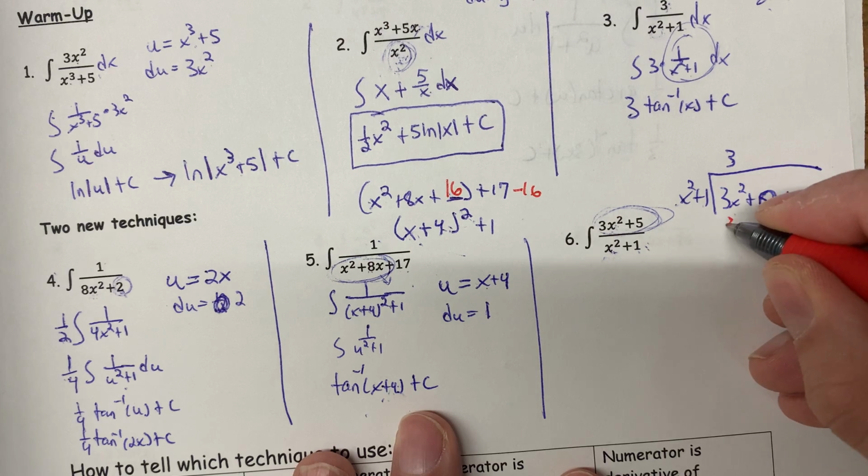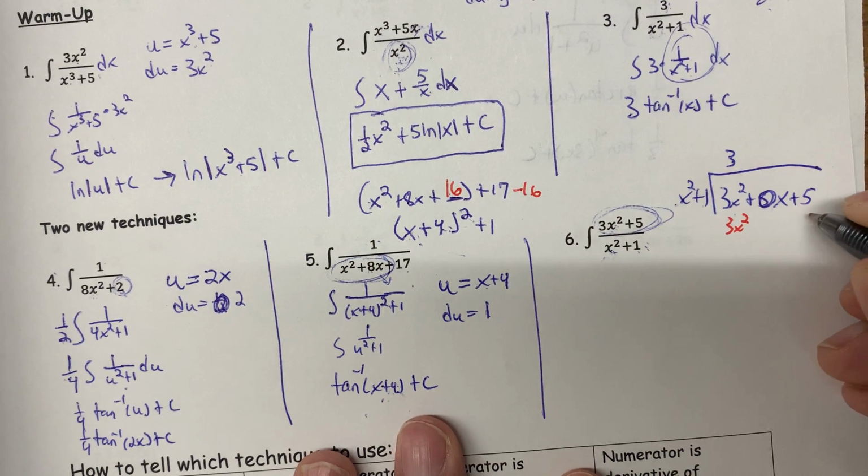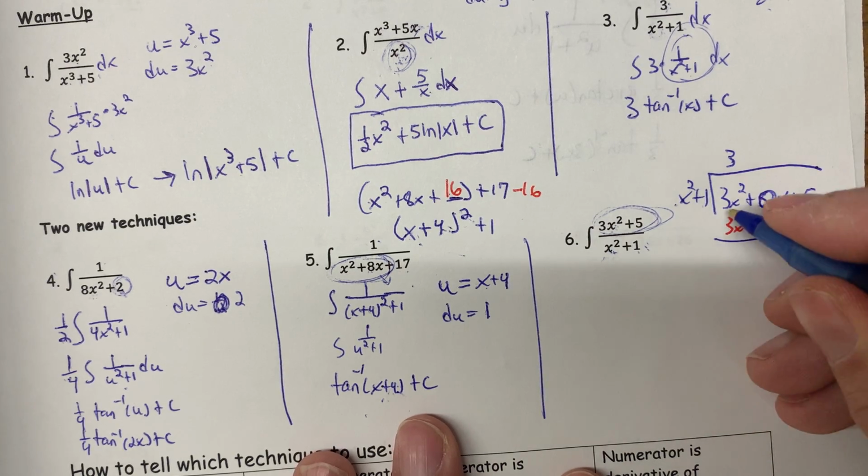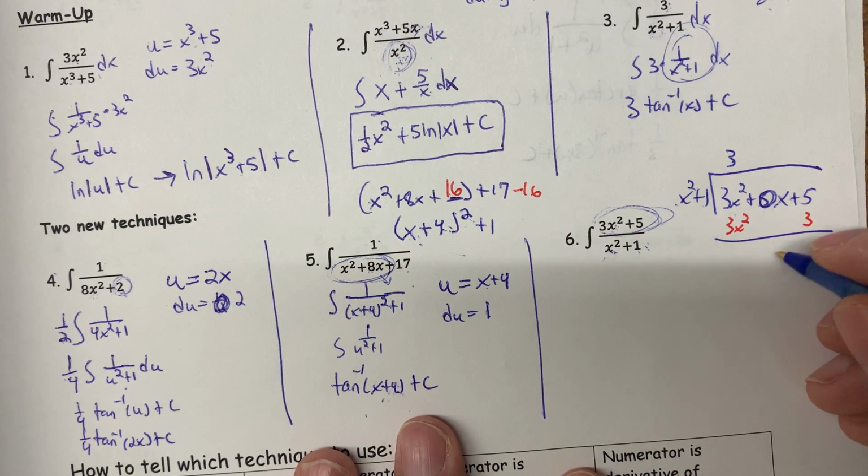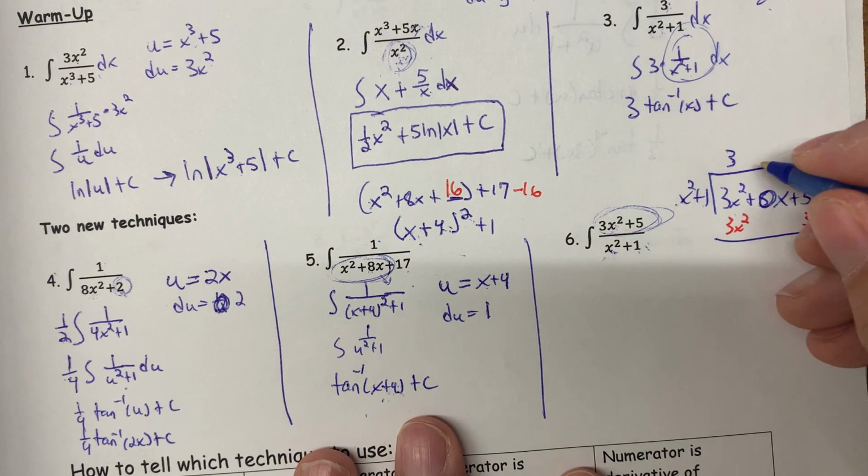And we need to line it up. So 3x squared, 3 times 1 is 3. That goes over here. So the 0x's didn't actually matter there. But sometimes it does. So 3x squared minus 3x squared is 0. 0x is a 0. 5 minus 3 is 2. And that's the remainder.